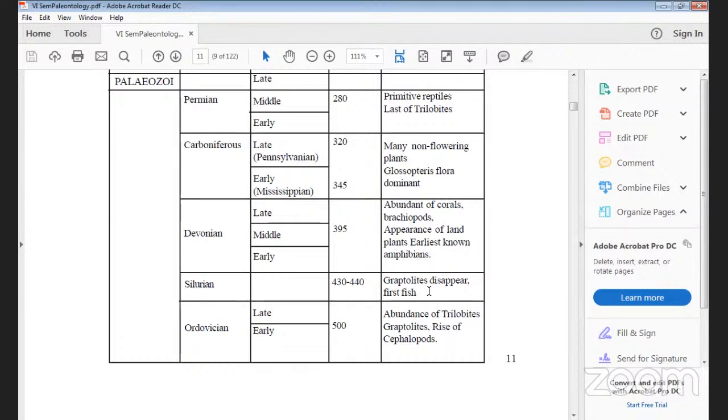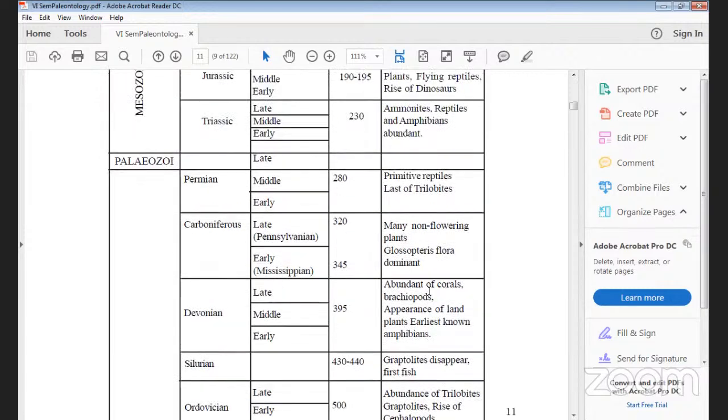And earliest known, the amphibians also were developed here. Carboniferous. In the Carboniferous, it has an early Mississippian and late Mississippian. The early Mississippian is around 345 million years ago, and it is flora dominated. And the late Pennsylvanian is around 320 million years, and it has many non-flowering plants.